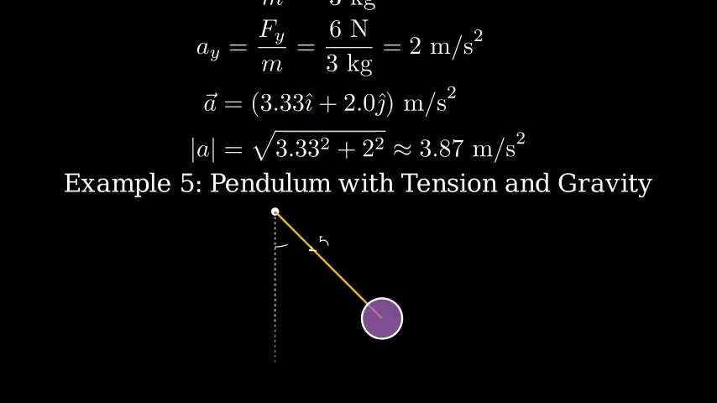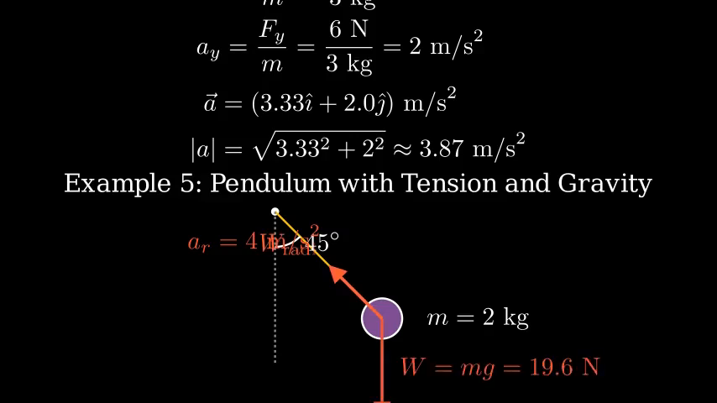A 2-kilogram pendulum bob swings so that the string makes 45 degrees with the vertical. At that instant, its speed creates a net acceleration toward the pivot of 4 meters per second squared. Find the tension in the string. In this pendulum problem, we need to resolve the weight into radial components along the string and tangential components. The weight is mass times gravity, which is 2 times 9.8 or 19.6 newtons.